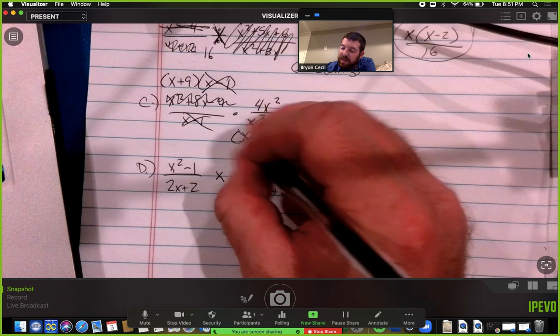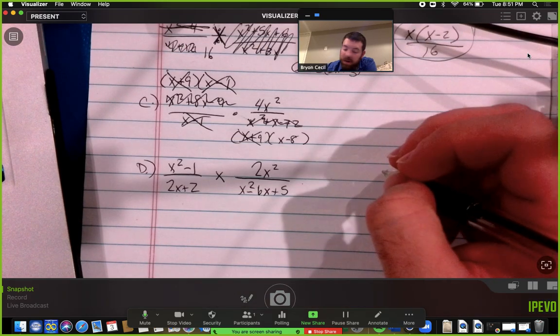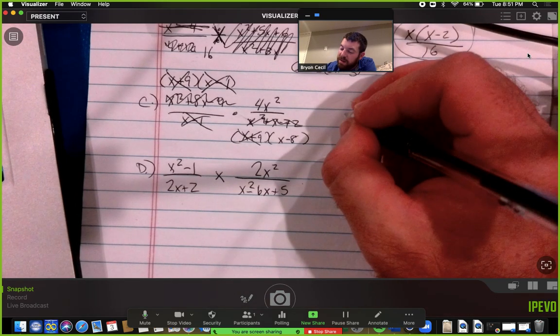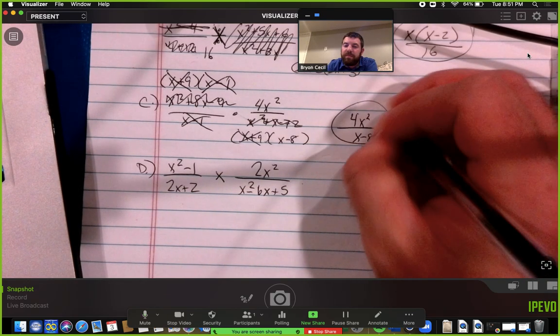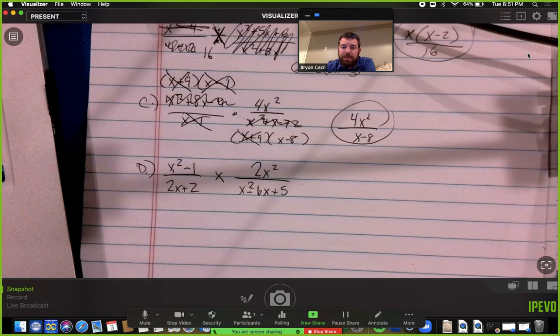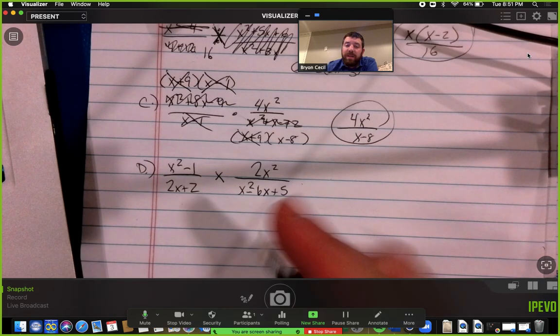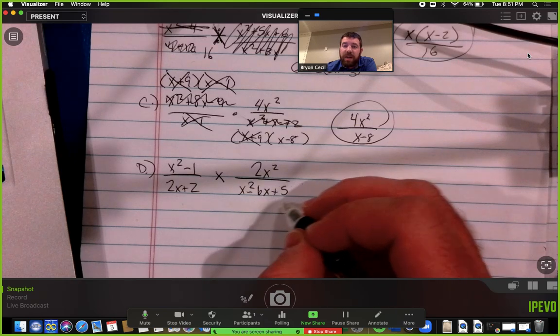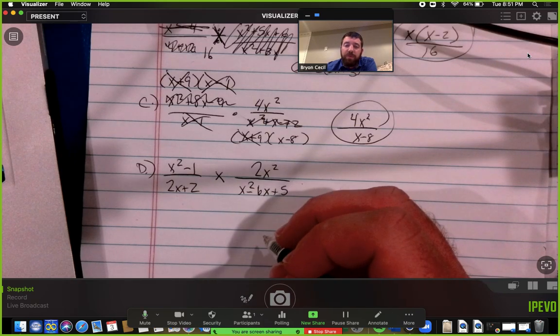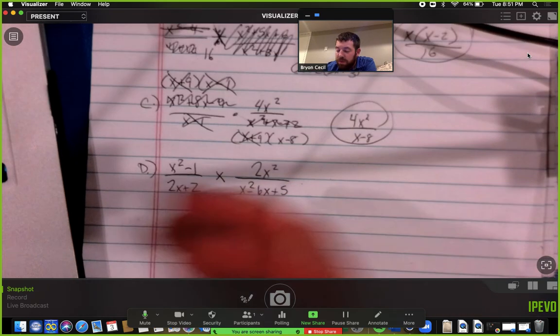The x plus 9's cancel out. And what I'm left with is a 4x squared over x minus 8. Can't reduce. We're on to multiplying this. Remember, this was a division with x squared minus 6x plus 5 on top and 2x squared on bottom. We flipped it already, and now we're going to multiply.